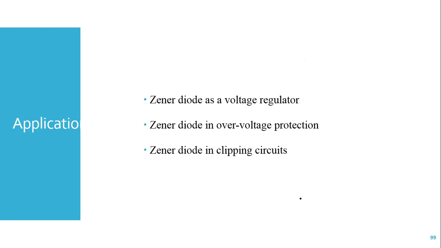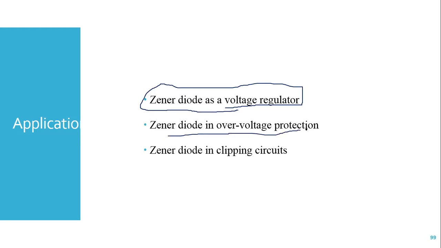You can see the application of Zener diode. It is used as voltage regulator. Also, it is used as over voltage protection. So almost both applications are similar, because if you want to protect any equipment against the over voltage condition, you just connect it across the Zener diode. It will maintain the constant voltage across that equipment.